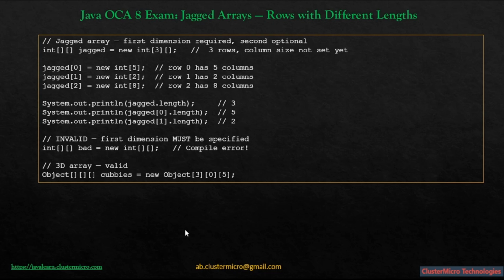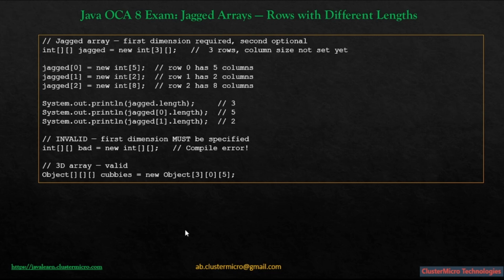The same concept applies to 3D arrays also. For example, Object[][][] cube = new Object[3][0][5] is valid, and Java even allows array dimensions of size 0.